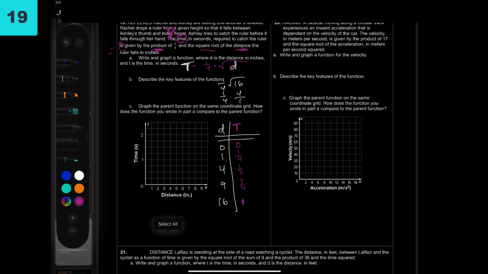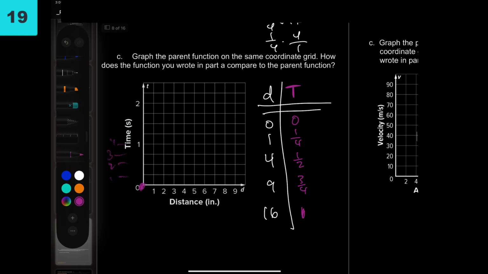Okay, so let's go ahead and graph that. Okay, 0, 0. 1 and 1/4. So you notice there's 4 boxes. 1/4, 2/4, 3/4, 4/4. So 1 and 1, 4 and 2/4, so 1/2, 9 and 3/4. Okay, and then that's our graph.